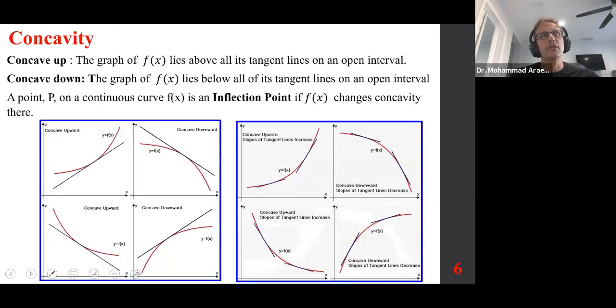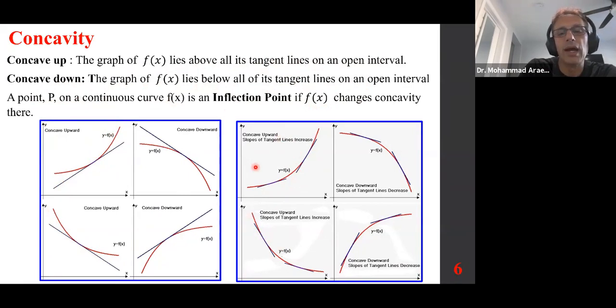Let's discuss this further, okay, with a better understanding as to what this means. So let's quickly recap. Concave up, the graph of f of x lies above all its tangent lines on the open interval, whereas concave down, it lies below all of its tangent lines. And a point on a continuous function f of x is an inflection point or IP if f of x changes concavity. So if you look at this concave up, it is entirely above its tangent line, all of that.